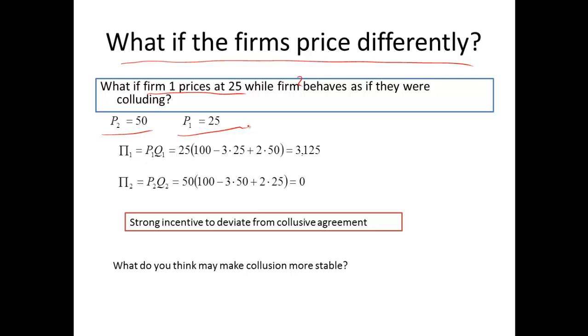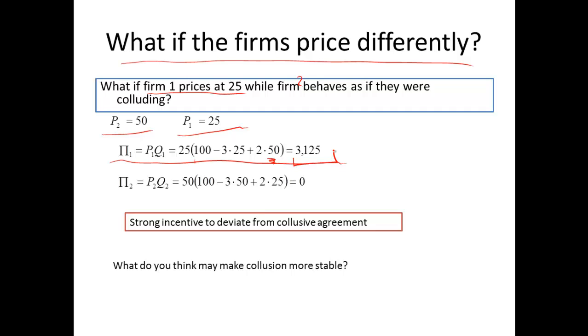Well, what happens? Let's look at it for each of the firms. Over at firm 1, profits are equal to P1 times Q1. Firm 1 is charging the low price, and so they get P is 25, and their Q is 100 minus 3 times their own price, plus 2 times the other firm's price. And that ends up being 31.25.